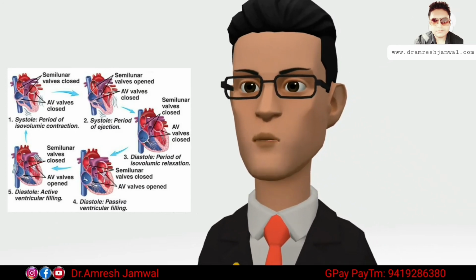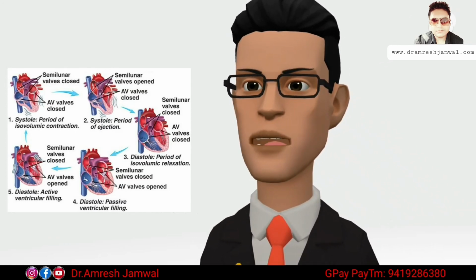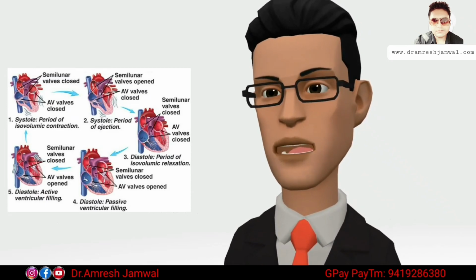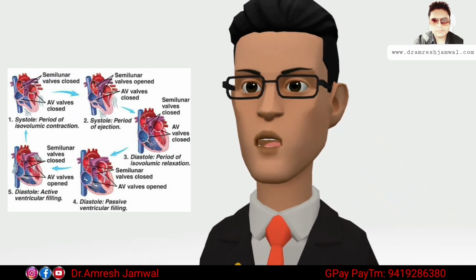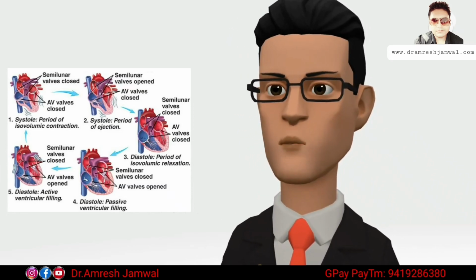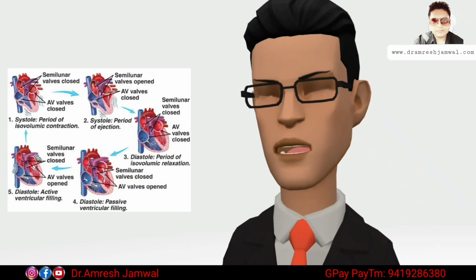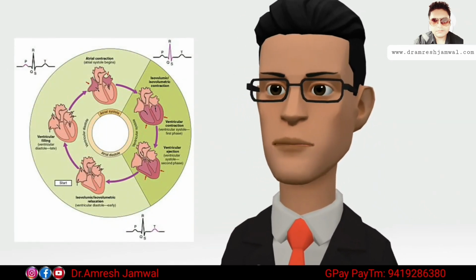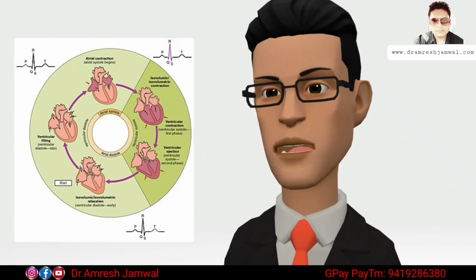The amount of blood pumped out of each ventricle is 70 milliliters, which is known as stroke volume. The amount of blood pumped out of each ventricle in 1 minute is 5040 milliliters, which is approximately 5 liters, which is the total amount of blood in your body, and is known as cardiac output. The duration of each cardiac cycle is 0.8 seconds, which gives us 72 heartbeats in 1 minute.